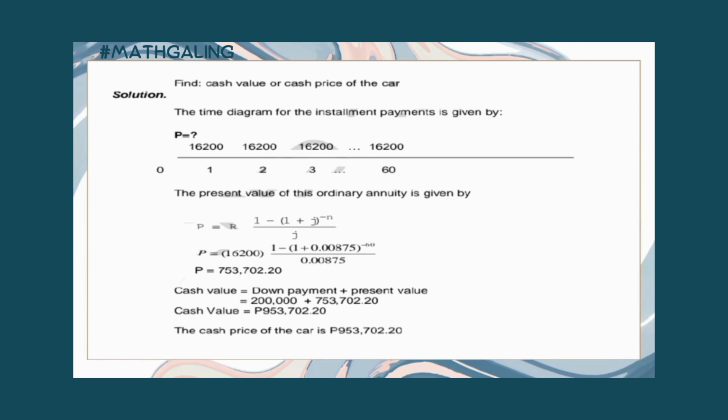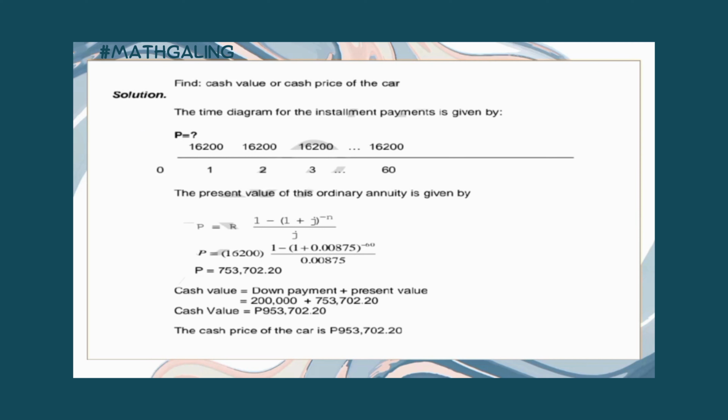So now let's find the cash value or cash price of the car. So here is the solution for the problem. The time diagram for the installment payments is given by P is equal to blank. So we are going to find that. We are going to find the P. So we have here the period and the payments.